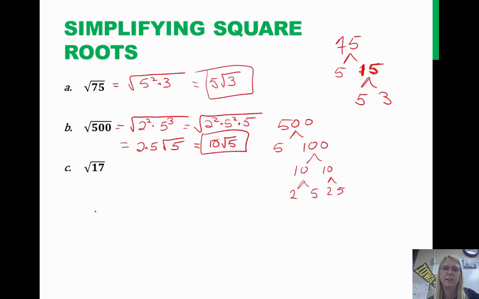17. Can we take the square root of 17? Well, if I were to take it and put it in its prime numbers, it's already in its prime numbers. 17 is a prime, so there's nothing I can do to simplify that one.